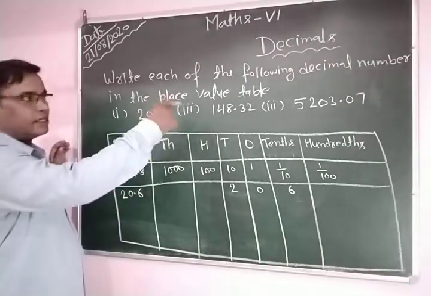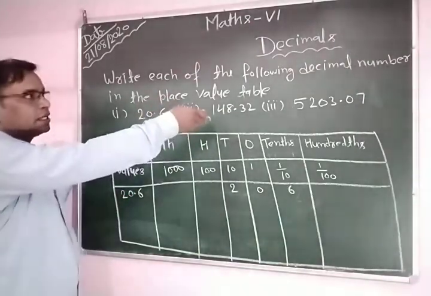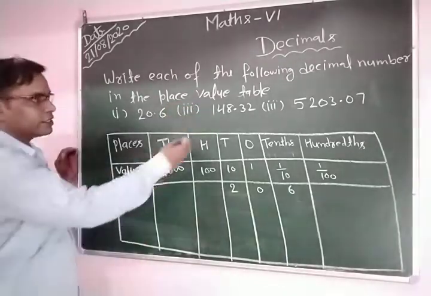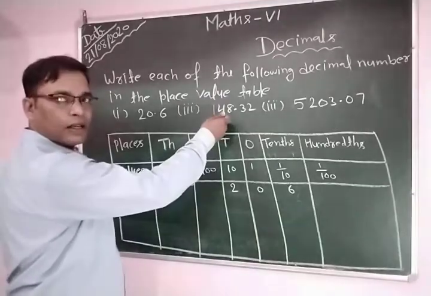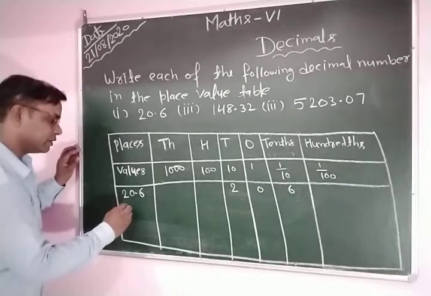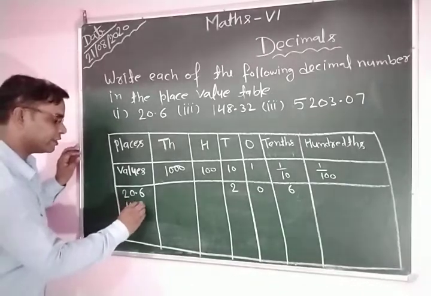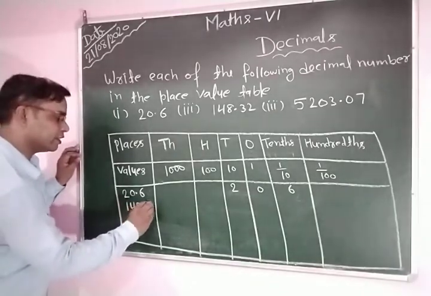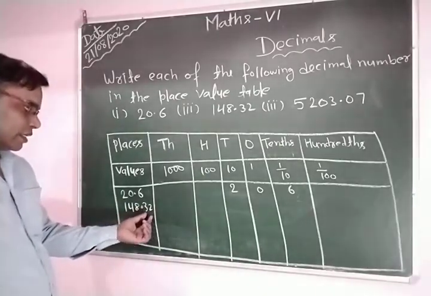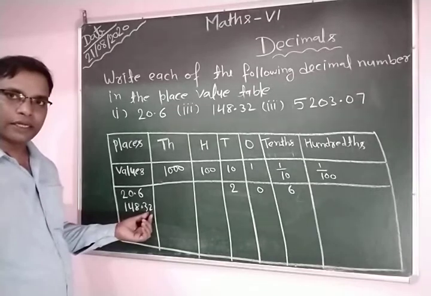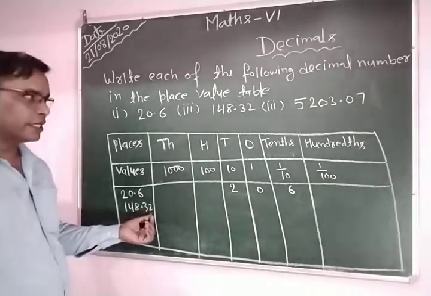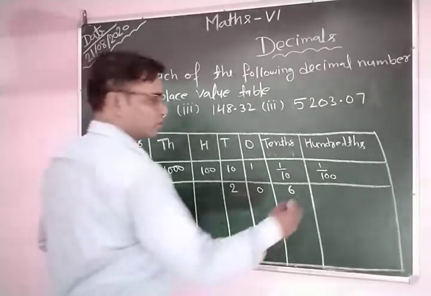Okay, we write the given decimal numbers in the place value table. Clear? The next one you can see here is 148.32. So you can write the values of 148.32. First we start from the right of the decimal number. You can see this 2 is in the hundredths place. So we write 2 here.